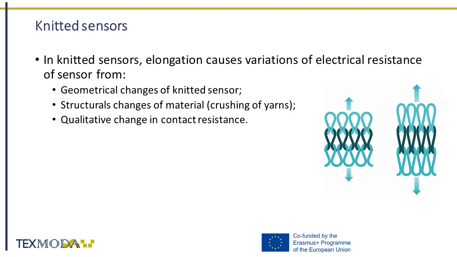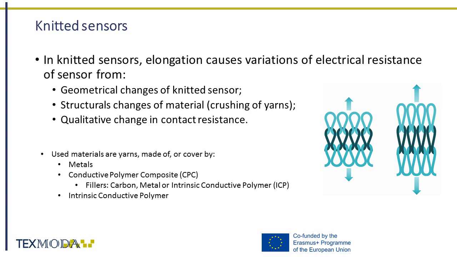Other possibility to evaluate elongation is to use knit sensors. In these sensors, elongation causes variation of electrical resistance of sensors from two origins. The first one is the geometrical changes of knit sensors. The second one is the structural change of conductive materials, here the conductive yarns. Indeed, when knitted is stretched, conductive yarns are crushed. The last one is a qualitative change in contact resistance between the conductive yarns during stretching.